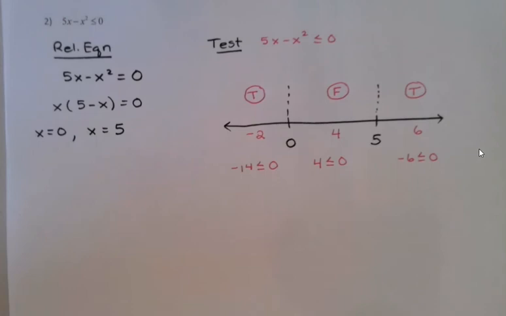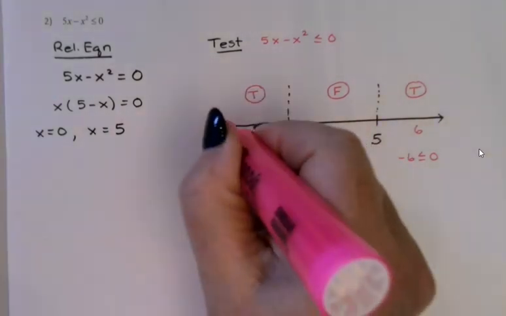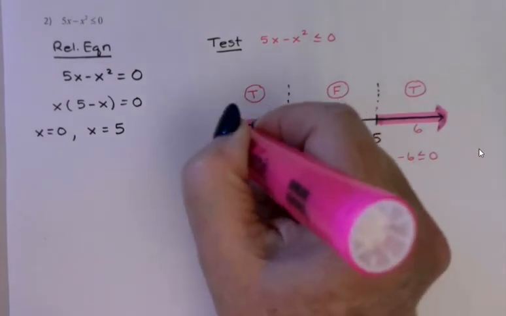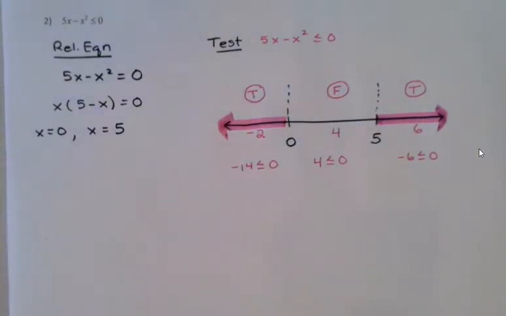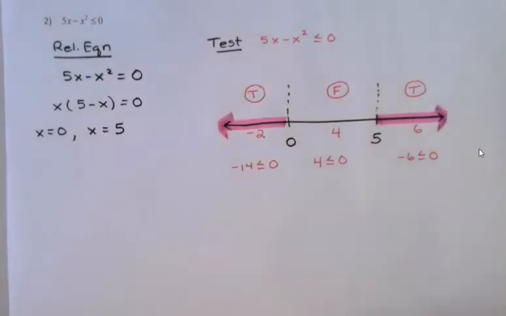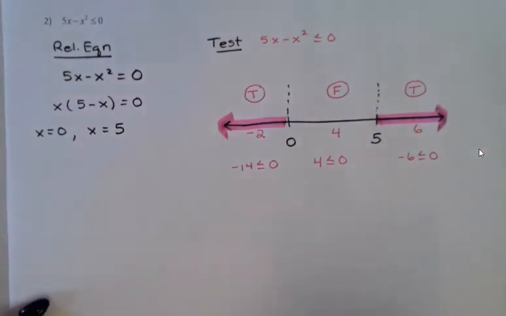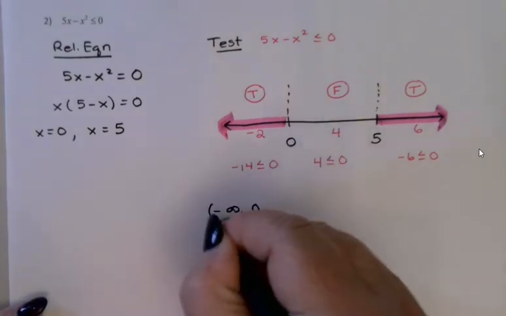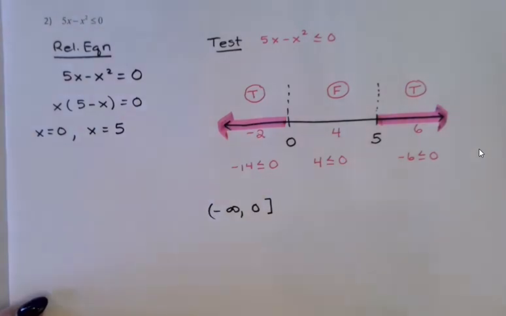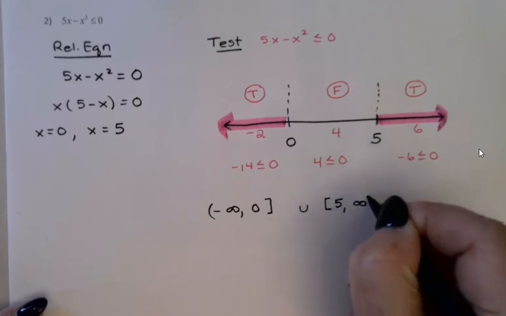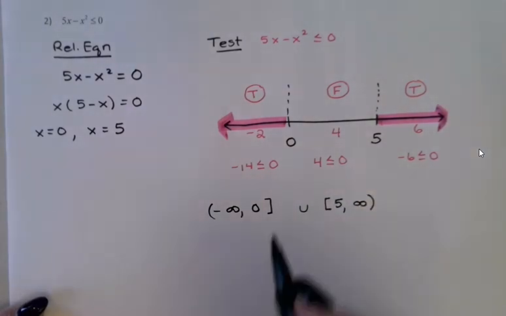So the 2 places where this was true are the 2 ends of my number line. And in this case, it was less than or equal to, so unless I've got an infinity, I'm using square brackets. So from negative infinity to 0, square bracket on the 0, union or joined with the other part of the solution, from 5 to infinity. And again, notice that square bracket on the 5.